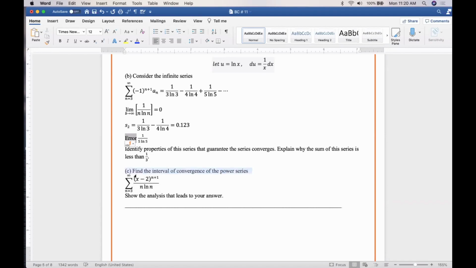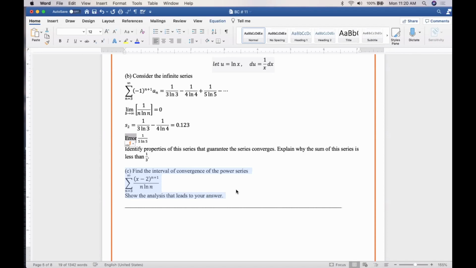Like, for example, this interval of convergence is not on the test. I put it there because it's in the book, but it's not on the test. They said this is not on the test.